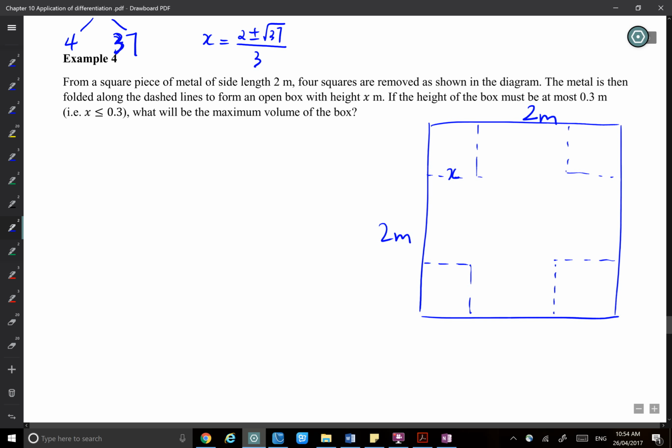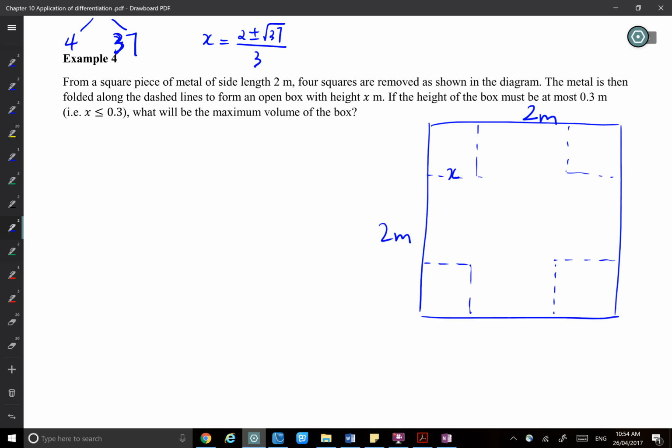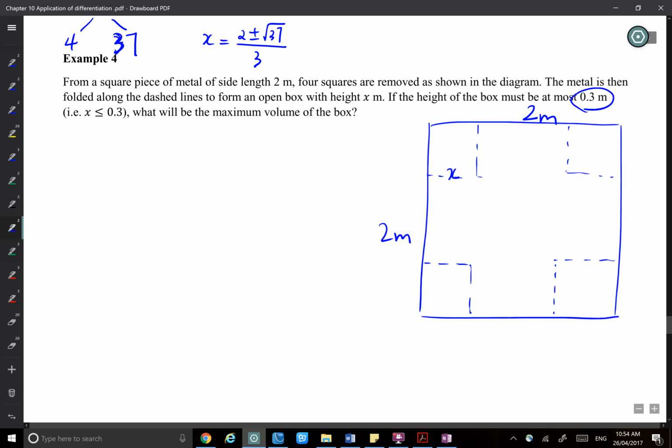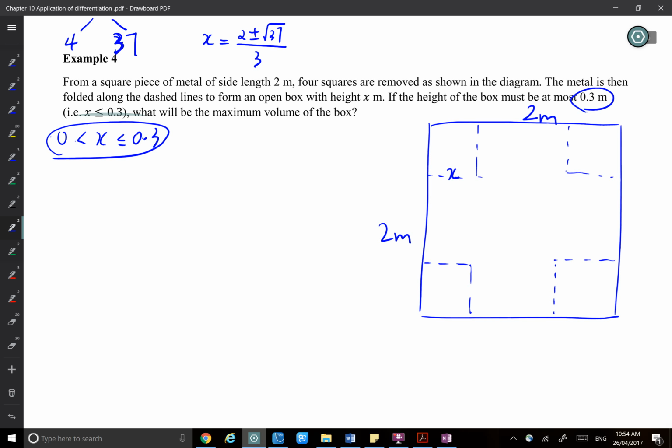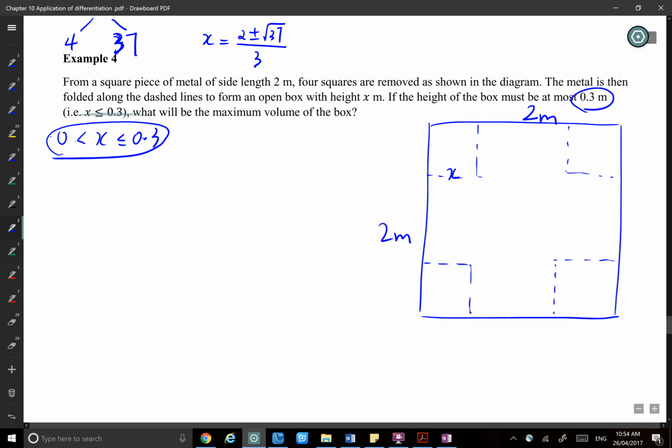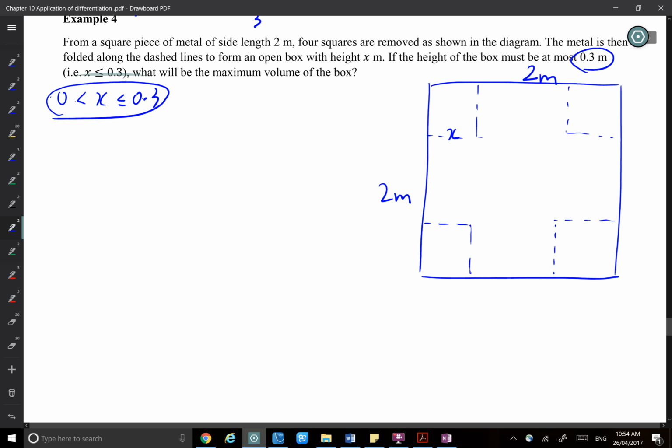If the height of the box must be at most 0.3, so your x needs to be in between this. Okay, that's the domain for your x. x can't be less than 0, so always greater than 0, but the height is at most 0.3, so you have 0.3 greater than or equal to x. What will be the maximum volume of this box?